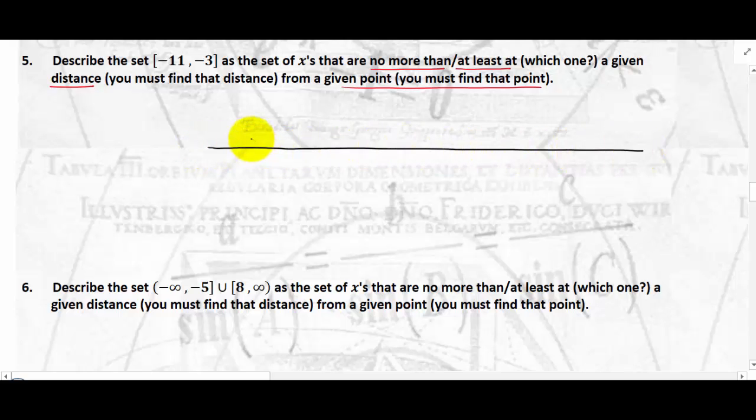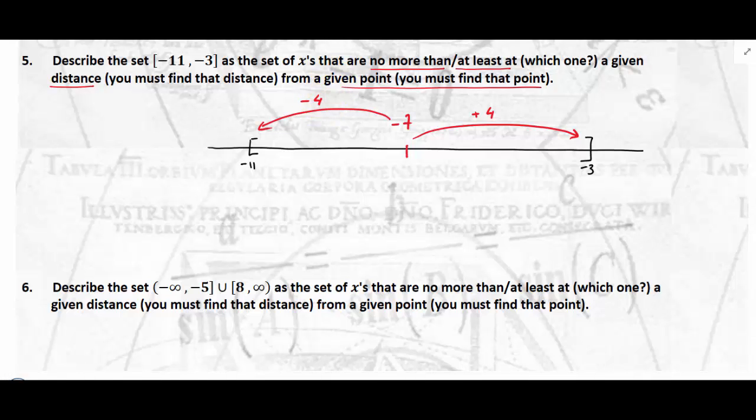Here's the set -11 and -3. All right. Now, what is the center point of that set? What is the middle of that set? Negative 11 and negative 3, negative 14 divided by 2, negative 7. Negative 7 is the middle of the set right here. How do you go from negative 7 to negative 3? You just add 4. How do you go from negative 7 to negative 11? You subtract 4. All right?